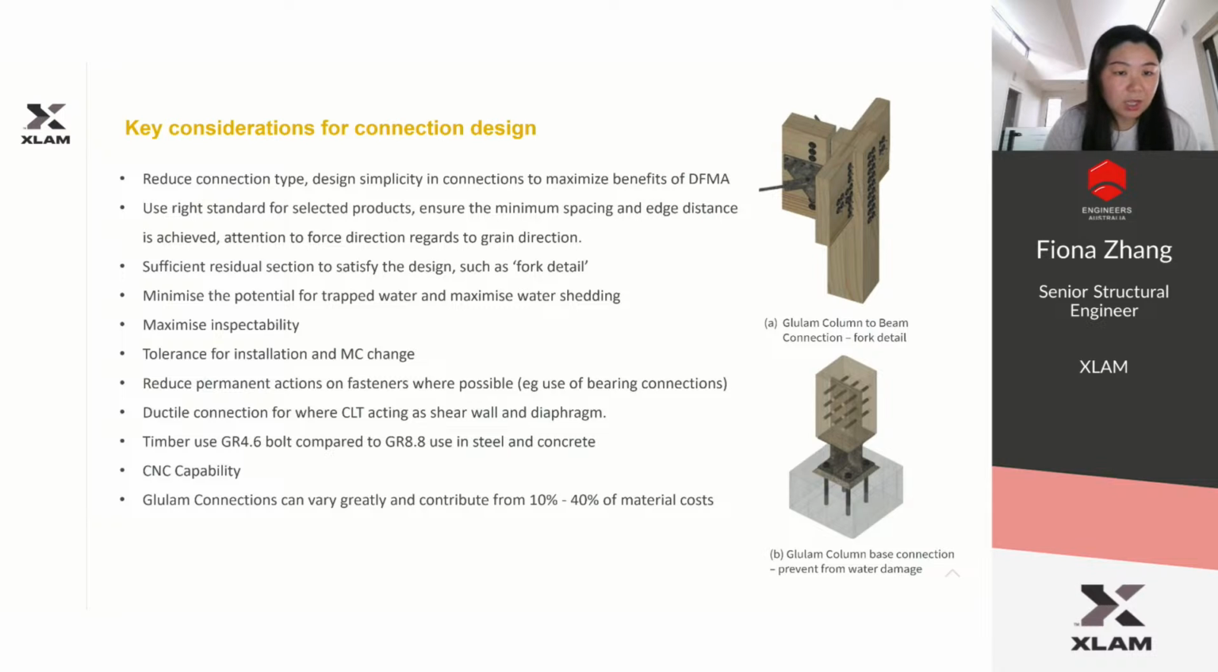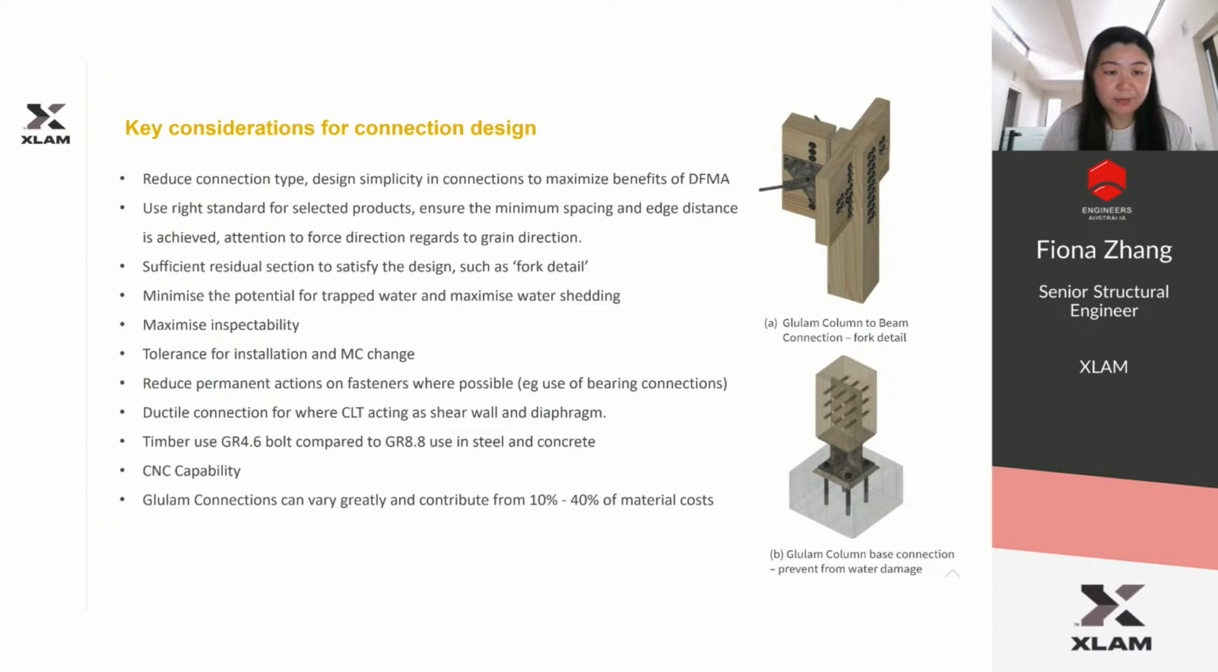We need to minimize the potential for trapped water and maximize the water shedding. We will try to maximize the inspectability, to prevent any mold or fungal growth. The tolerance for installation and moisture change needs to be considered and included in the design. We need to reduce permanent action on the fastener where possible. Try to use a bearing connection. A ductile connection for where CLT is acting as shear wall and diaphragm is important when we come to resist seismic force. Timber will normally use grade 4.6 bolts compared to the grade 8.8 bolts we use for steel and concrete.